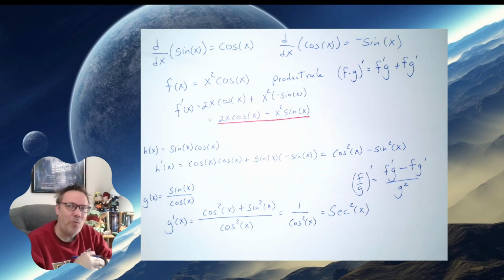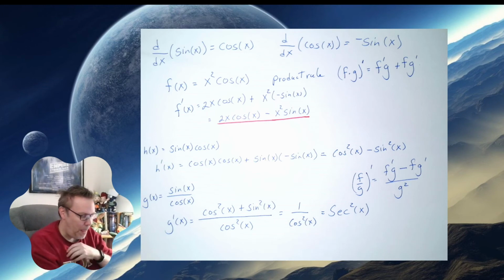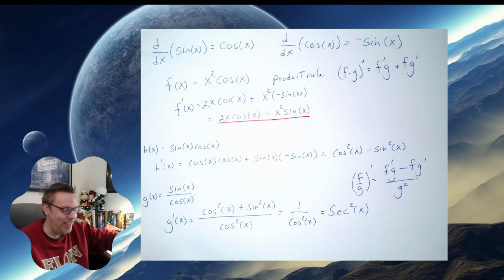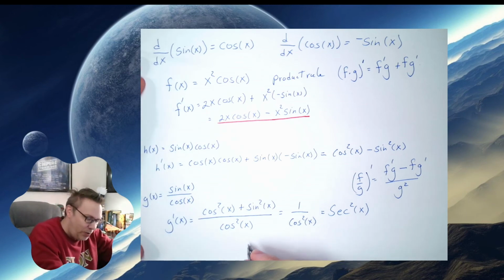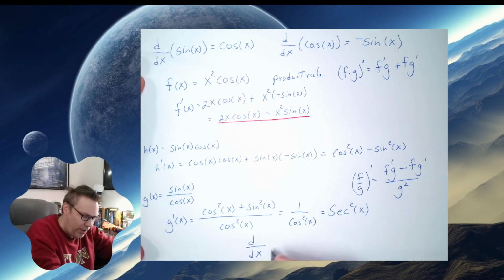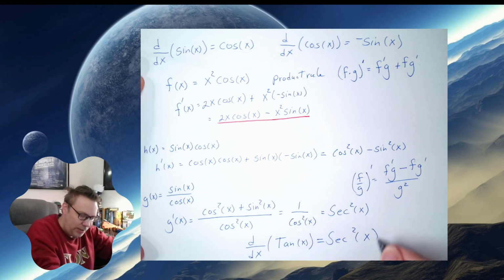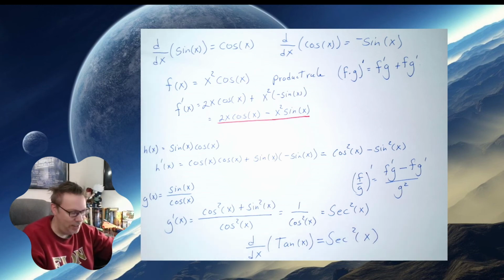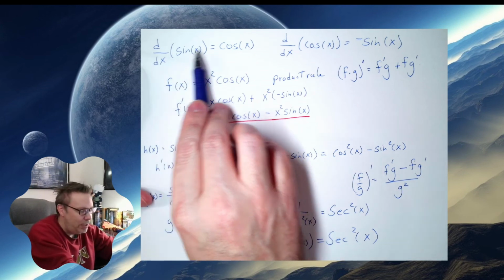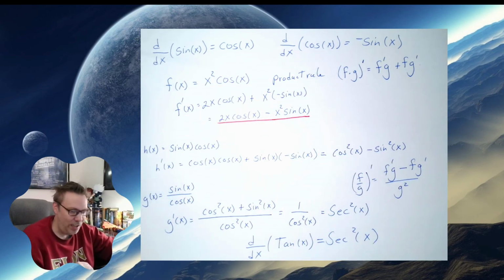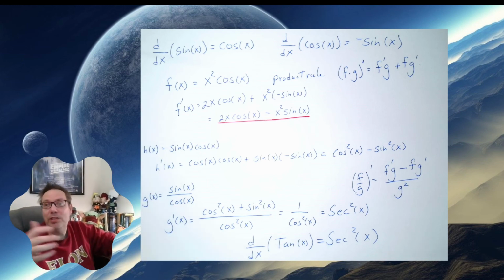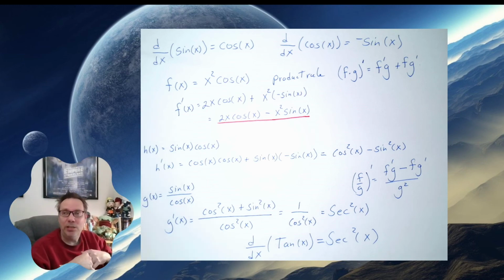But there's something that I want you to notice. The original function, we can rewrite this as tangent. So effectively, we have just shown that the derivative of tangent of x is equal to secant squared of x. So if I know the derivative of sine is cosine and the derivative of cosine is negative sine, I wind up getting the derivative of tangent is secant squared of x. I hope these 3 examples illustrate some of the power of the product rule and the quotient rule.